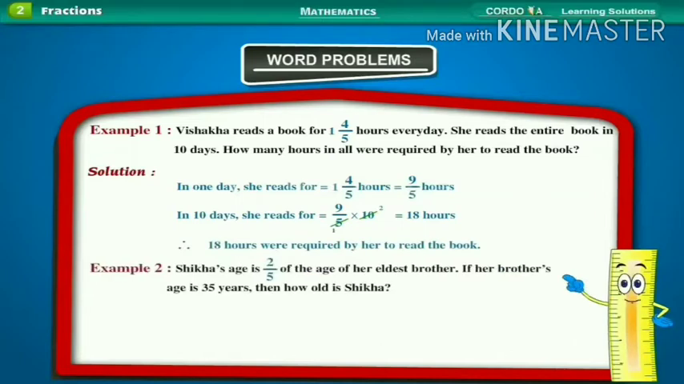Example 2. Shikha's age is 2 upon 5 of the age of her eldest brother. If her brother's age is 35 years, then how old is Shikha?